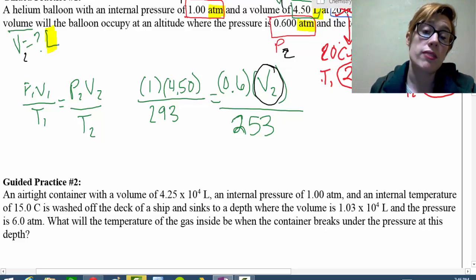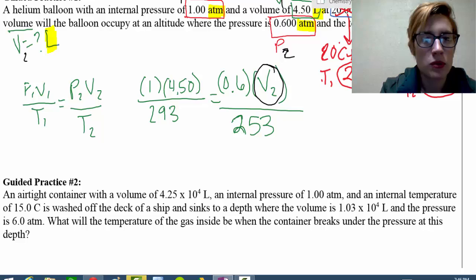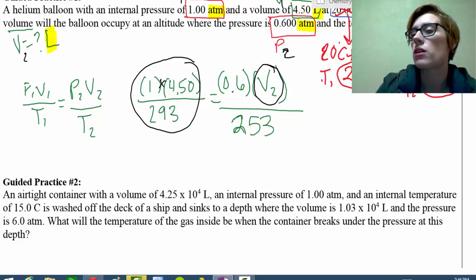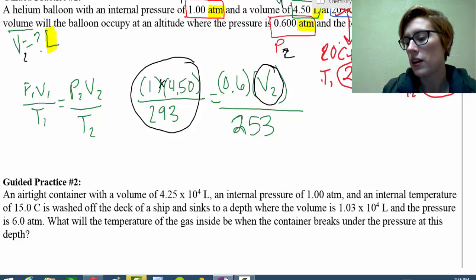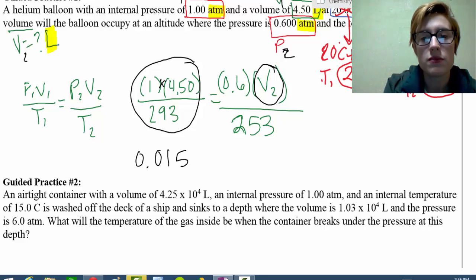Now I want to solve for V2. So it's really an algebra problem. First thing you need to do is simplify your numbers. For example, the numbers up top here, we're just going to multiply them together. So 1 times 4.50 is 4.50. I'm going to put this in the calculator. So I'm really doing 4.50 divided by that number, which is 293. So I have 4.50 divided by 293, and I get 0.015 equals, and I have 0.6 still, times V2 divided by 253.